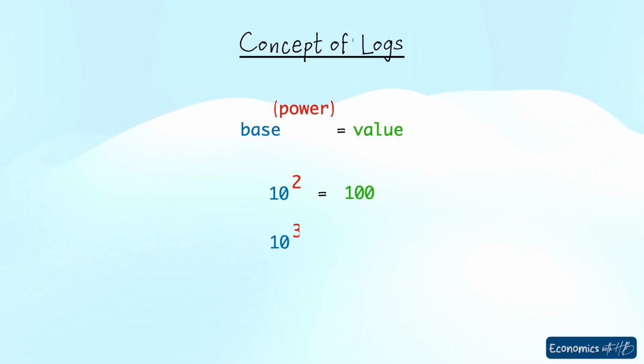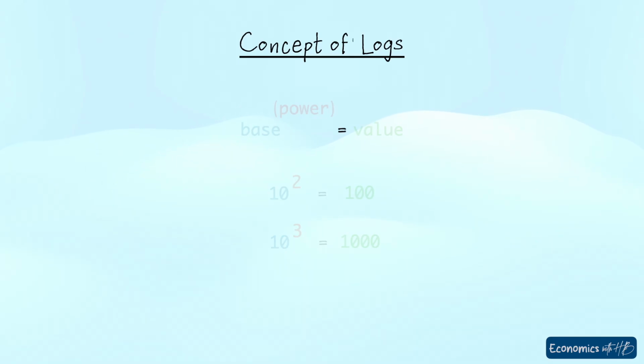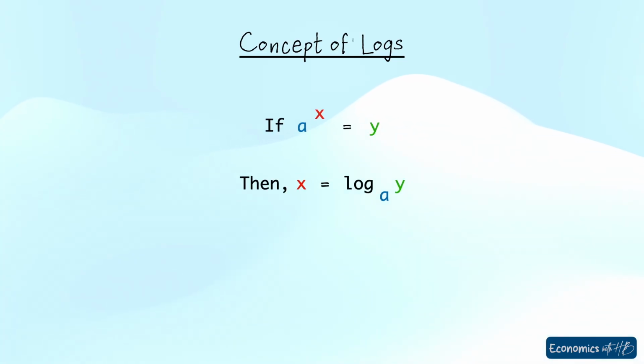Similarly, 10 to the power 3 is equal to 1000. Here base is 10 again, power 3, and value we get is 1000. You get the point. Therefore, if a to the power x is equal to y, where a is the base, x is the power, and y is the value, then the power x is called the logarithm of the value y to the base a, spoken of as log of y to the base a.